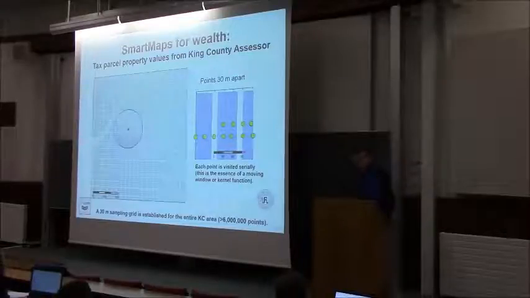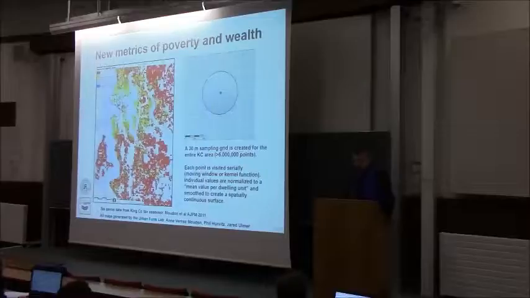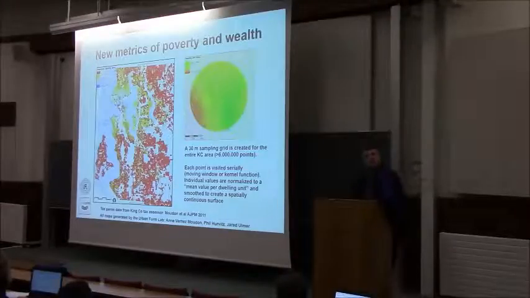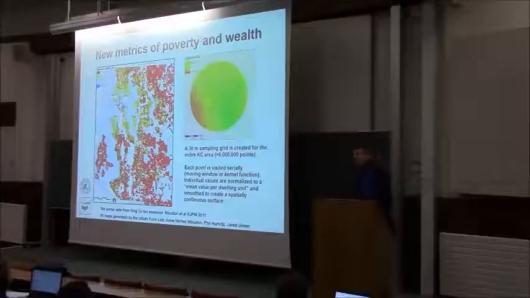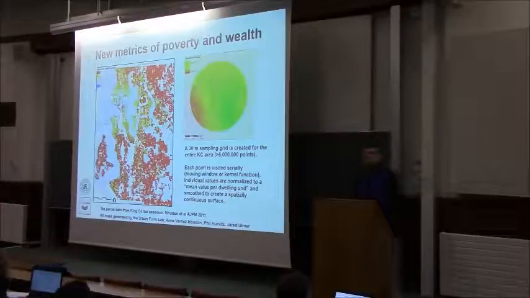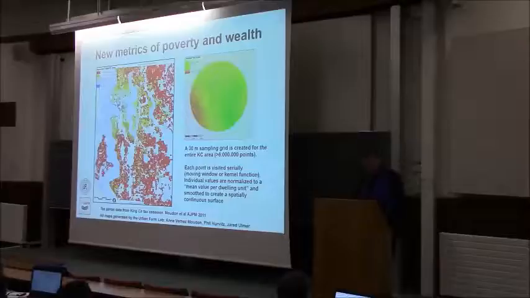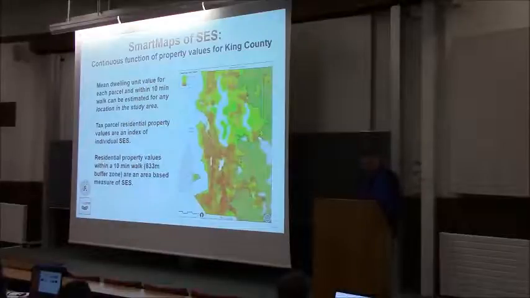As a result, what we are able to obtain in the end is a smooth function of property values at each point in space, which is not aggregated by any administrative unit, which means we can drop a point at any location in space and get an objective measure of neighborhood poverty or wealth. And of course, this starts looking like this. Those are Yun Bum Wooden's smart maps.